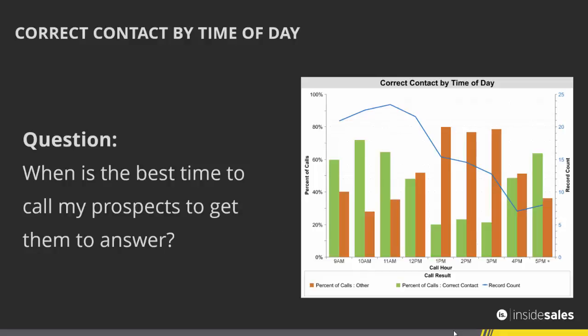The first is correct contact by time of day. This is extremely helpful because it tells us what hour of the day our reps are making contact with the most people. The examples that I will show you here on these reports is actual client data and exactly what they are finding by using call results. In this example, we can see that during the 10 a.m. hour, the highest percentage of calls are correct contacts, followed closely by the 11 o'clock hour, and then again the 5 o'clock hour and after 5.